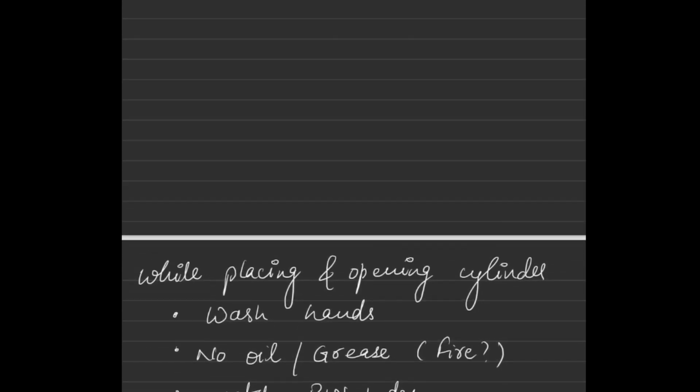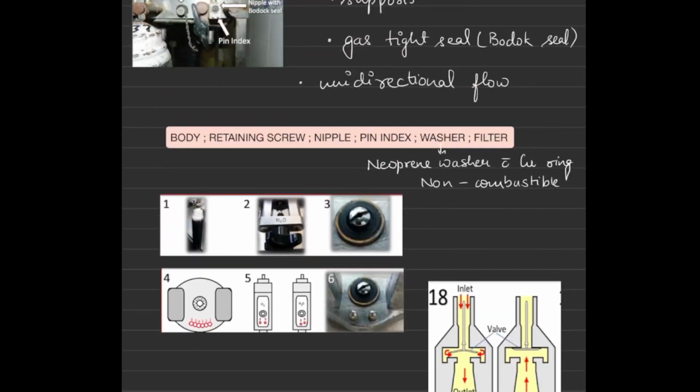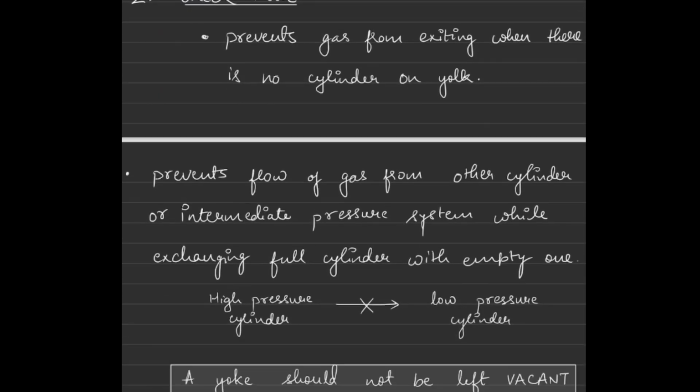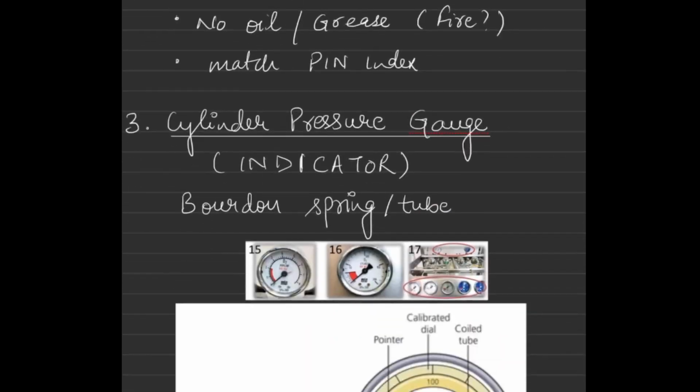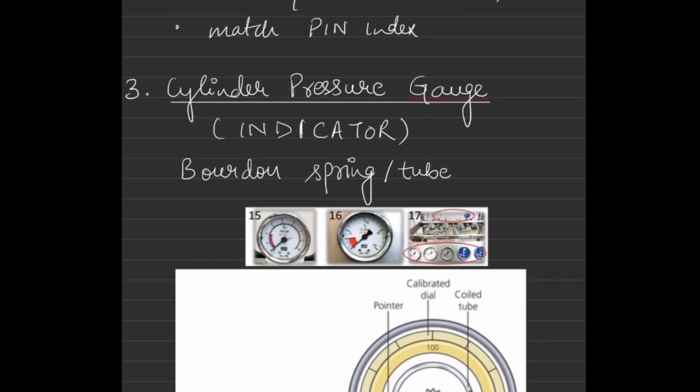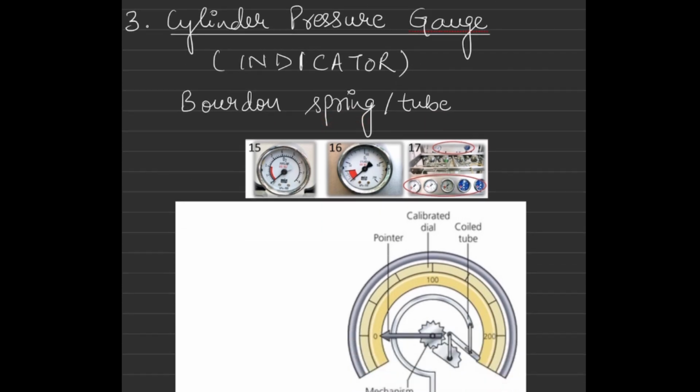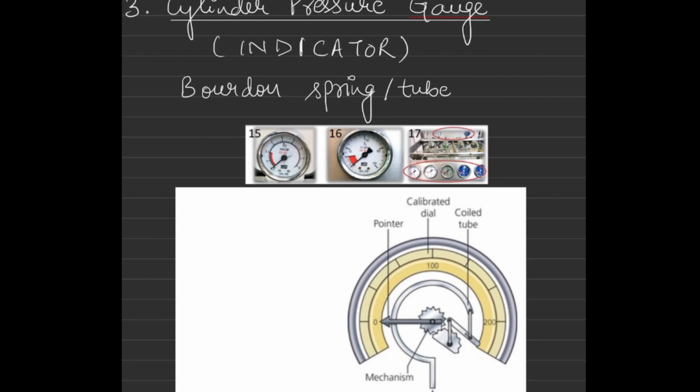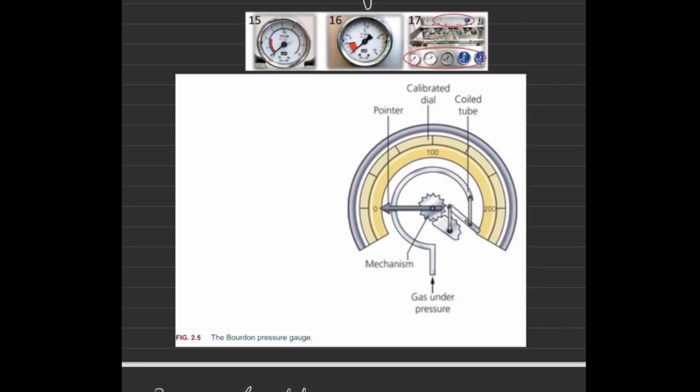So we have discussed the hanger yoke and the check valve. The third part is the cylinder pressure gauge, or cylinder pressure indicator. It tells about the pressure. It is of the Bourdon spring type or Bourdon tube type. These are diagrams showing the display of pressure gauges on the machine. We'll discuss the Bourdon spring type here.